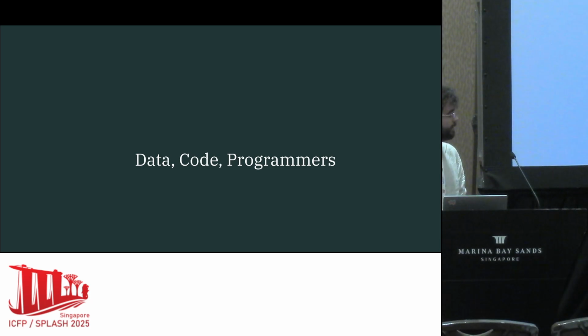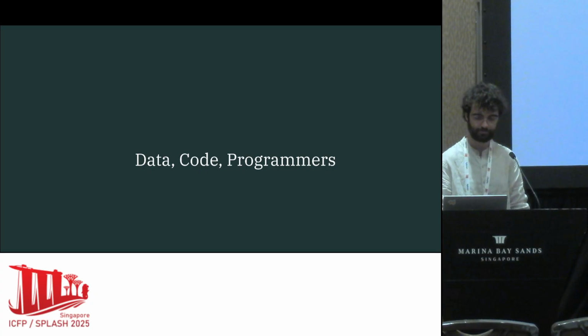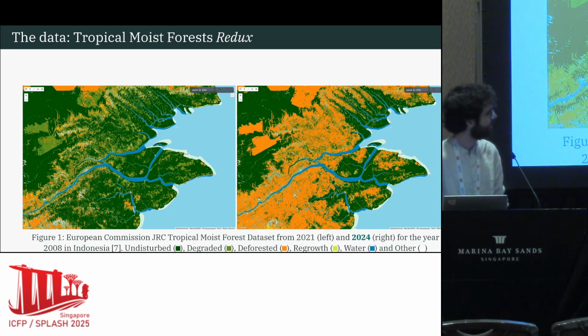I think a useful set of axes to think about these different ways that we might adhere to these properties is in the data, the code, and in the programmers. I wanted to talk about the data first. This has gone slightly off screen, but hopefully there's enough on there to be able to see what's happening here.